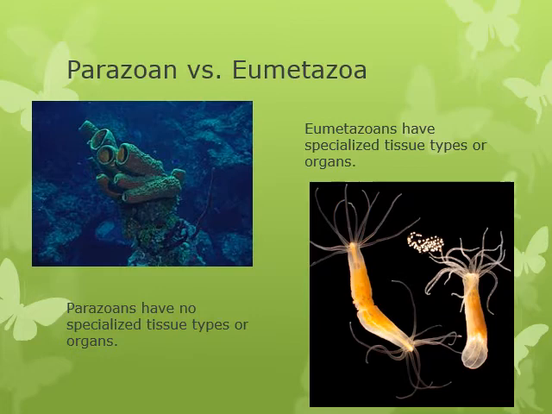That's versus us, which are Eumetazoans. No, that's not us. But versus our group, which is the Eumetazoans. They have specialized tissues. They have specialized organs. Specialized regions of their body where things happen. So parazoans lack that. Eumetazoans have it. Again, para, almost but not quite zoan life. Eumetazoans, good middle life.